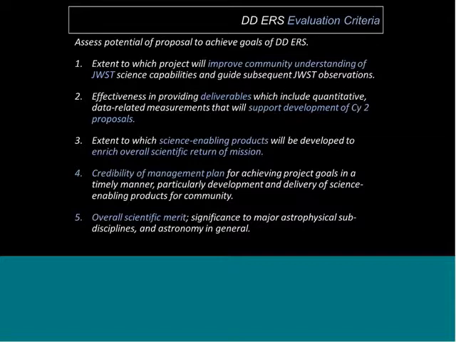So these are the lines for evaluation. Basically, they want to improve the community understanding of JWST, that is, things like the science capabilities, as well as guide subsequent observation. The effect of guiding deliverables, which include quantitative data related measurements that will support development of cycle two proposals. The extent to which science enabling products will be developed to enrich overall scientific return of the mission. The credit management plan, and finally, overall scientific merit.